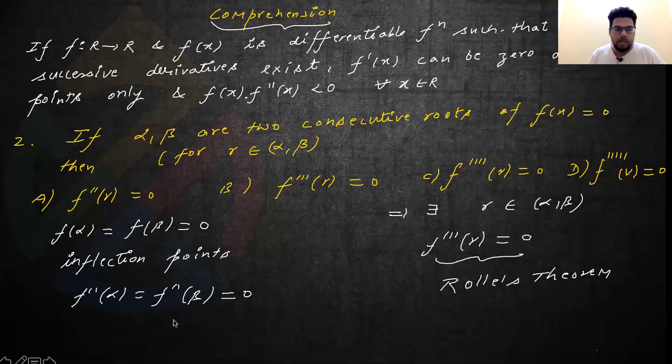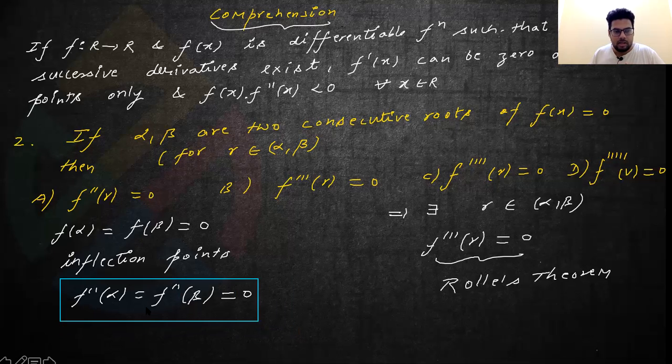So the double derivative is changing sign. It means that it will move from, let us say, negative to positive, so it will go through 0 only. At that point where it is changing sign, that should be 0. So do remember this, that for the inflection points, when the function is differentiable, if alpha is an inflection point or beta is an inflection point, then the double derivative is 0.